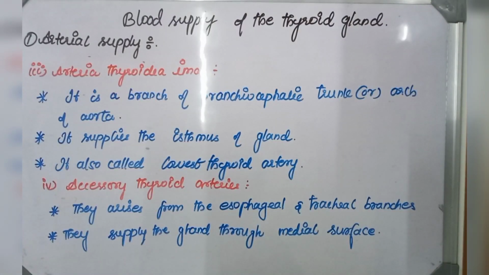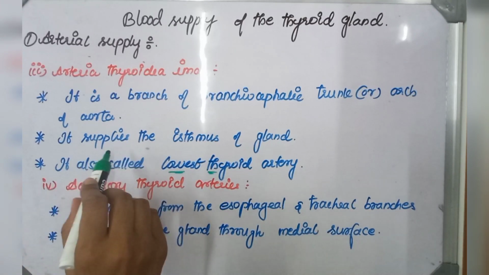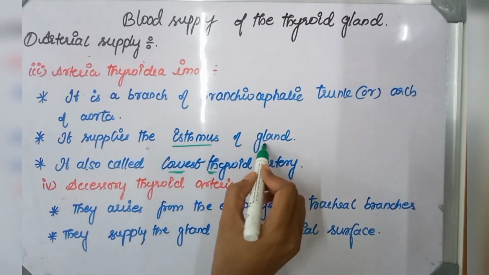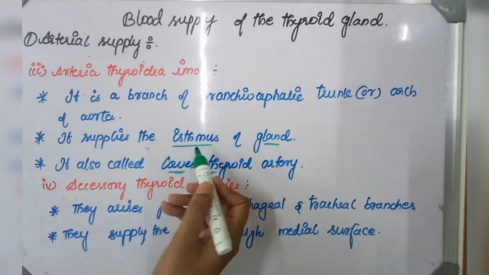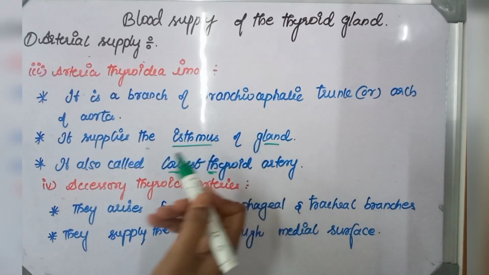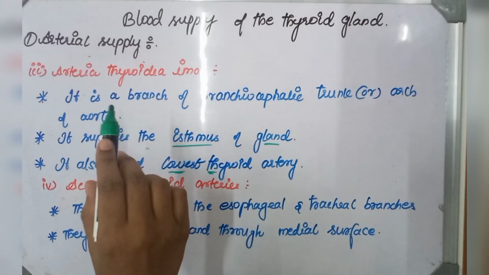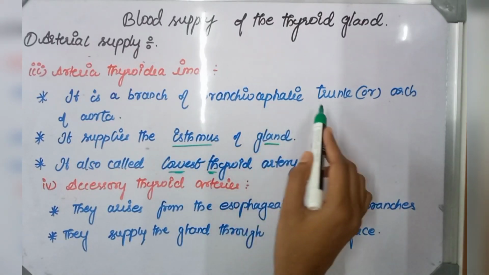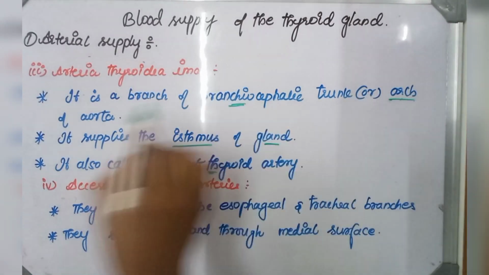And the next one is the arteria thyroidea ima. It is also called the lowest thyroid artery. The purpose of this artery is to supply the isthmus of the gland. The thyroid gland is a bilobed gland, and the two lobes are connected by the isthmus. That isthmus is supplied by the thyroidea ima artery, which is also known as the lowest thyroid artery. It is actually a branch of the brachiocephalic trunk or the arch of the aorta.